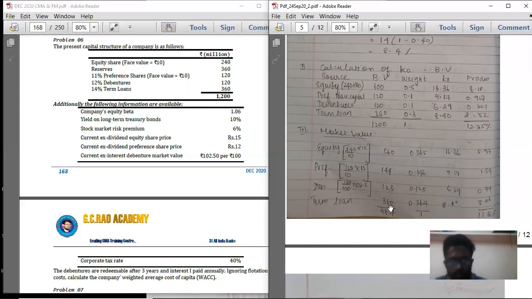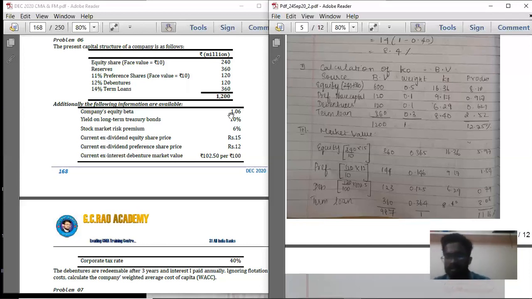Below that, debentures. See, for every 100 rupees of debentures, you are getting 102.5. So 120 debentures, open a bracket, 120 divided by 100 into 102.5. That is the market value of debentures. In respect of the market value column, record 123. And term loan, there is no change in the market value of term loan, that is 360, because term loan won't change. So term loan market value 360.